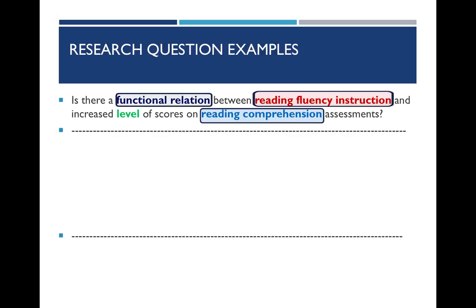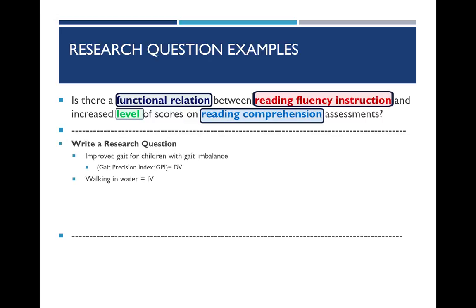So we are going to expect some curricular design that focuses on reading fluency instruction. By documenting that we're looking at a functional relation, it informs both reviewers, readers, and other researchers that this will be an experimental design. And what you're looking for is increase in the level of the reading comprehension scores. This would be a precise research question.